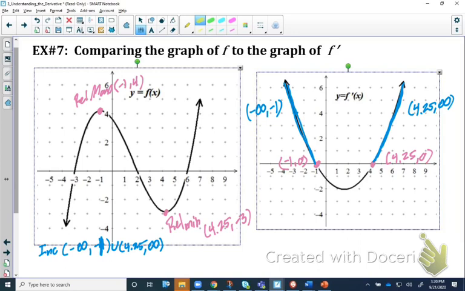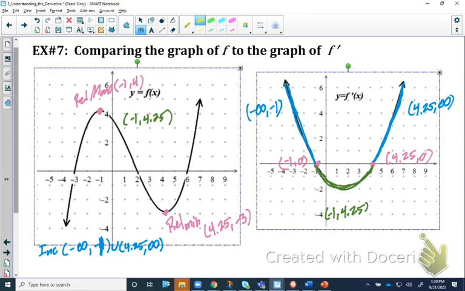Well, what about the converse of that? What if we look at the decreasing intervals? The primary function is decreasing along the interval from about negative 1 to about 4 1/4. Well, on that same interval on the derivative, from when x is negative 1 to 4 1/4, that's where the function is below the x-axis. So we can make the connection that wherever the primary function is decreasing, the derivative needs to be below the x-axis.